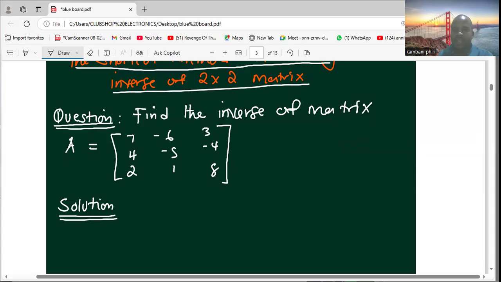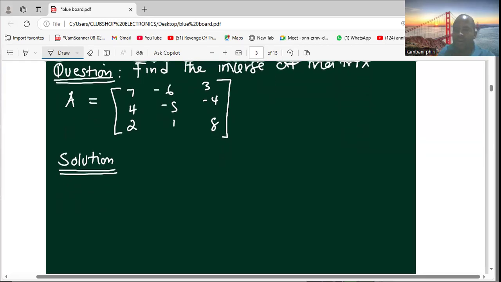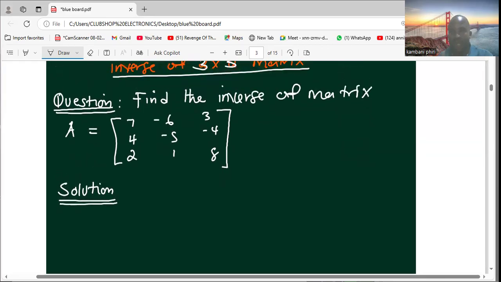Okay. So this is a 3 by 3 matrix. Find the inverse of the matrix that we have here. Now, in order to find the inverse of A, we must first check if the inverse exists. We'll check that the inverse exists if the determinant is non-zero. So the starting point is we check the determinant of A. What is the determinant of A?